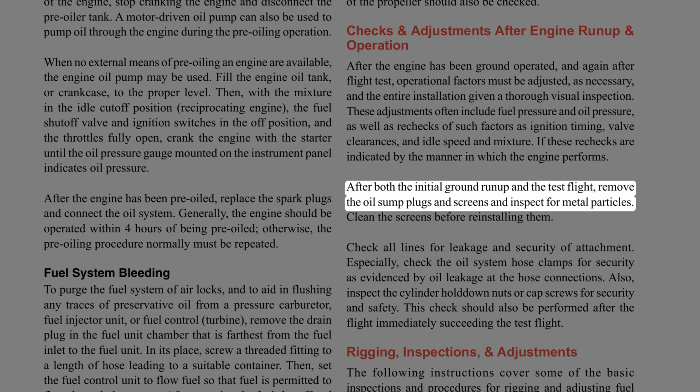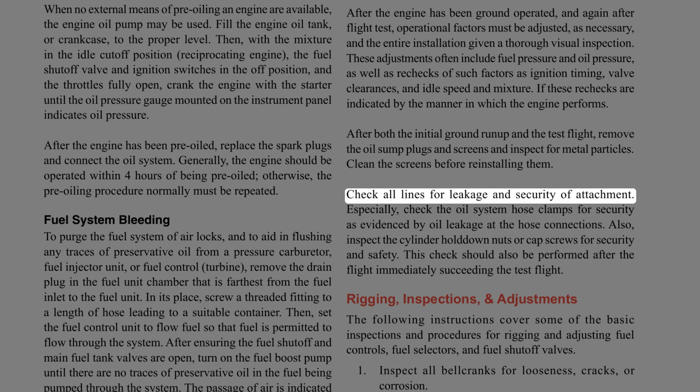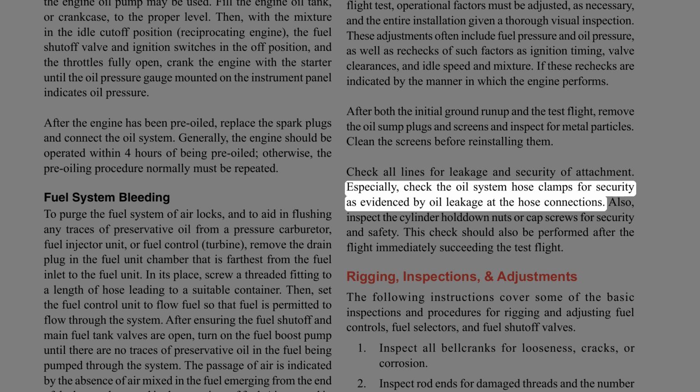After both the initial ground run-up and the test flight, remove the oil sump plugs and screens and inspect for metal particles. Clean the screens before reinstalling them. Check all lines for leakage and security of attachment. Especially, check the oil system hose clamps for security as evidenced by oil leakage at the hose connections.